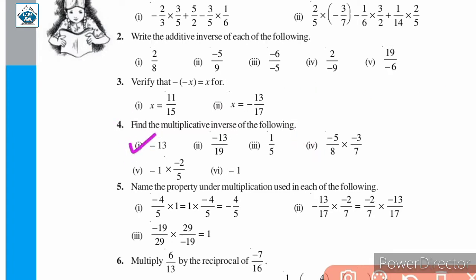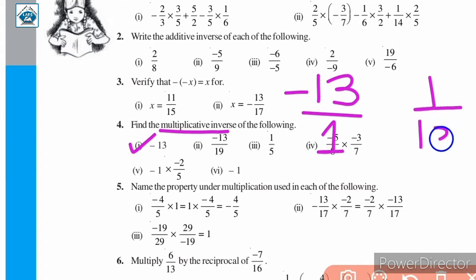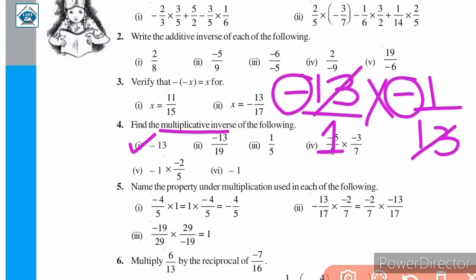So here for minus 13, we can write it as minus 13 divided by 1. In the denominator, if nothing is written, that means there is always 1 in the denominator. So the multiplicative inverse of minus 13 by 1 will be 1 upon minus 13, or we can write it as minus 1 upon 13. So this is the multiplicative inverse. When we multiply these two, here 13 will get cancelled out, and minus into minus we always get plus. So this will be equal to positive 1.